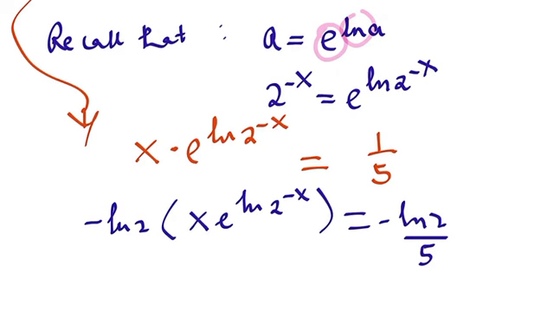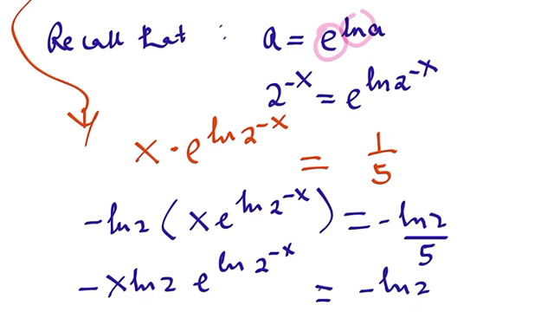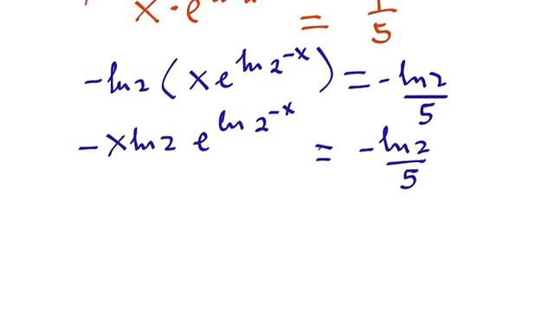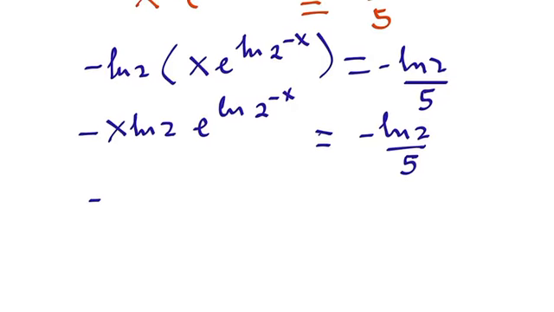We're going to have minus ln of 2. I can put x here, so that we're going to be having minus x ln of 2, then e to the power of ln of 2 to the power of minus x, then equals minus ln of 2 over 5. All right, we move on. From there, this minus x we have to bring down here.